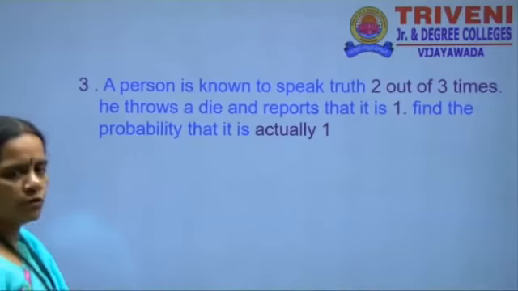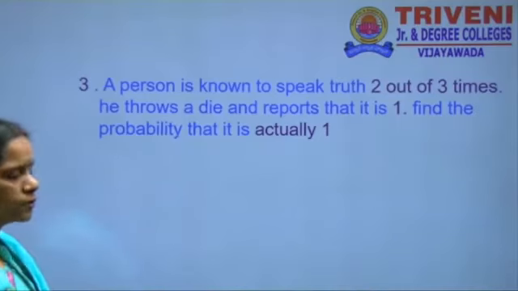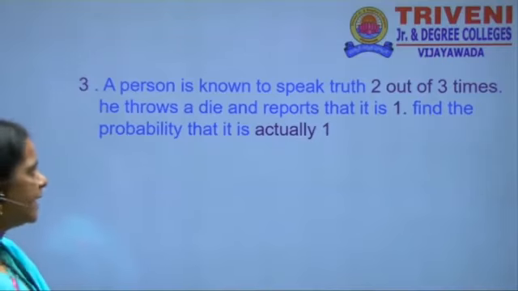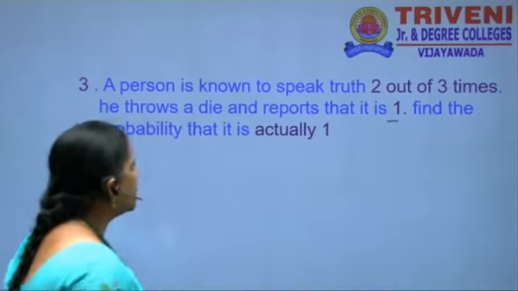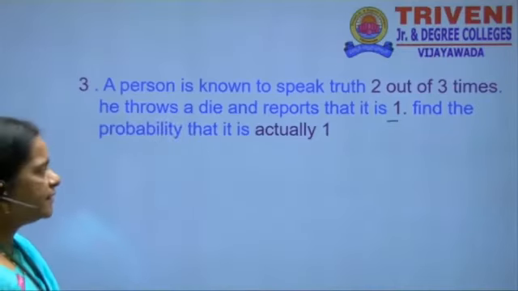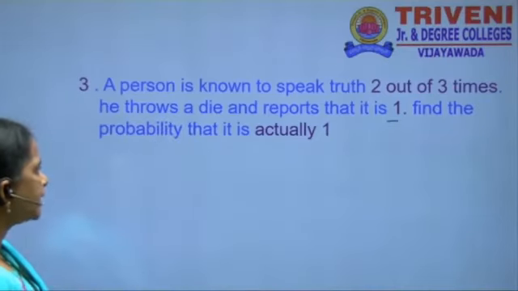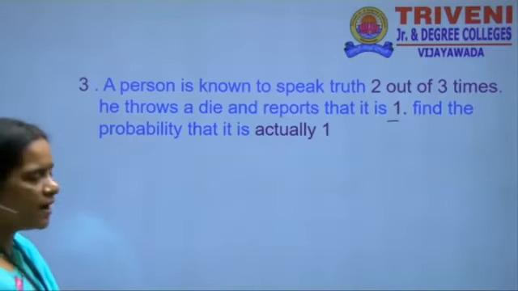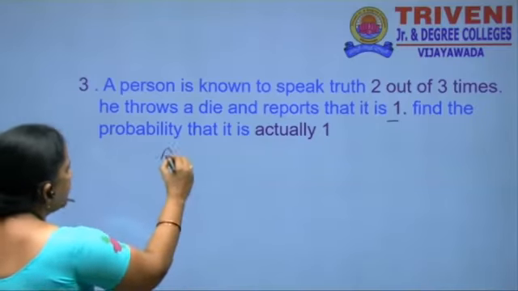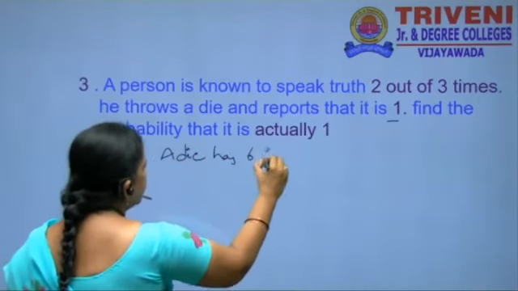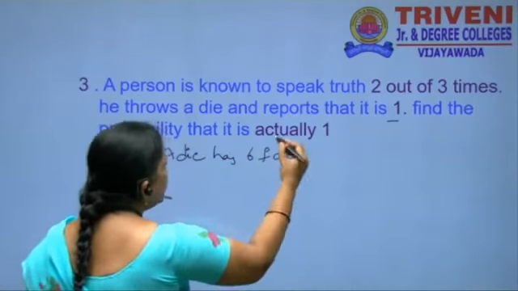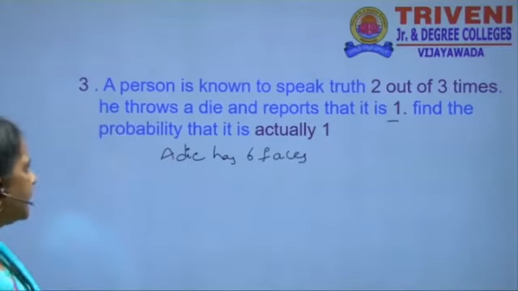A person is known to speak truth 2 out of 3 times. He throws a die and reports that it is 1. Find the probability that it is actually 1. A die has how many faces here? A die has 6 faces. A die is thrown and he reports that it is 1.